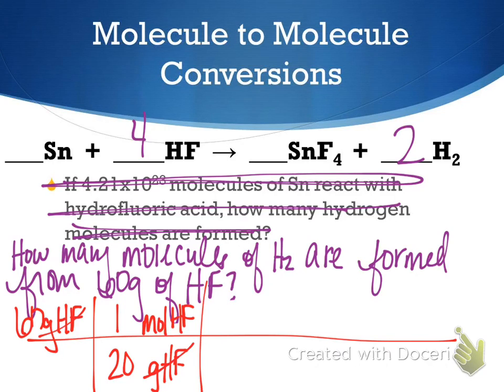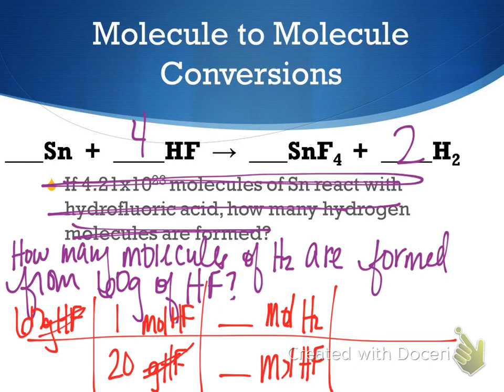So if we stopped right there, right, we're going to cross out grams. If we stopped right there, we'd be in moles of hydrofluoric acid, which is not what we want. So we need to go from moles of hydrofluoric acid to what? Moles of H2. So we still need Avogadro's number, but it'll be later. Okay, this is a mole ratio step, so we go 2 to 4. Okay, so if we stopped right here, we'd be in moles of hydrogen gas. Last thing we want to do is go from moles of H2 to molecules. So yes, this is where Avogadro's number would come into play.